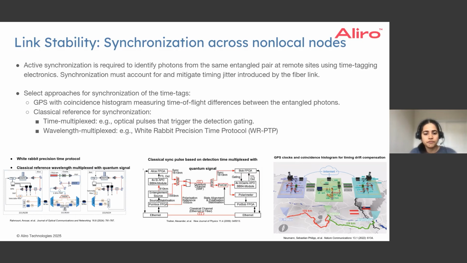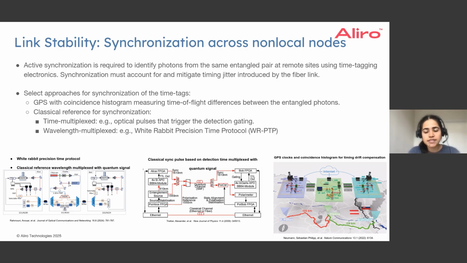And this is, for example, tested here across a link distance of 50 kilometers going from the source node to the two end nodes. The classical reference that was used shares the same fiber with the quantum signal. And this is done with wavelength division multiplexing. That is, the two signals, classical and quantum, occupy different wavelength bands. And at the end nodes, the classical reference is used to tag the arrivals of the photons. So this enables precise coincidence measurements over distances as large as 50 kilometers, shown here.